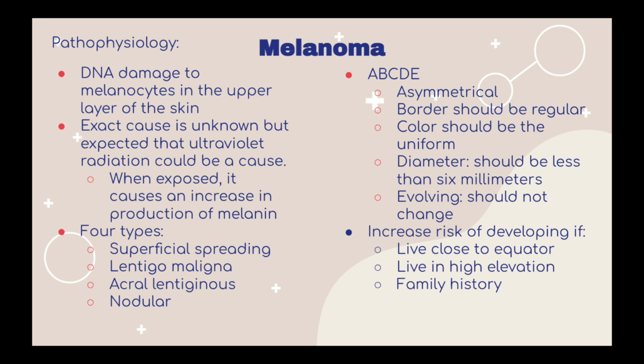Just some general rules. The ABCDE rule stands for asymmetrical, border, color, diameter, and evolving. You're at increased risk to get melanoma if you live close to the equator and high elevation, or you have a family history.